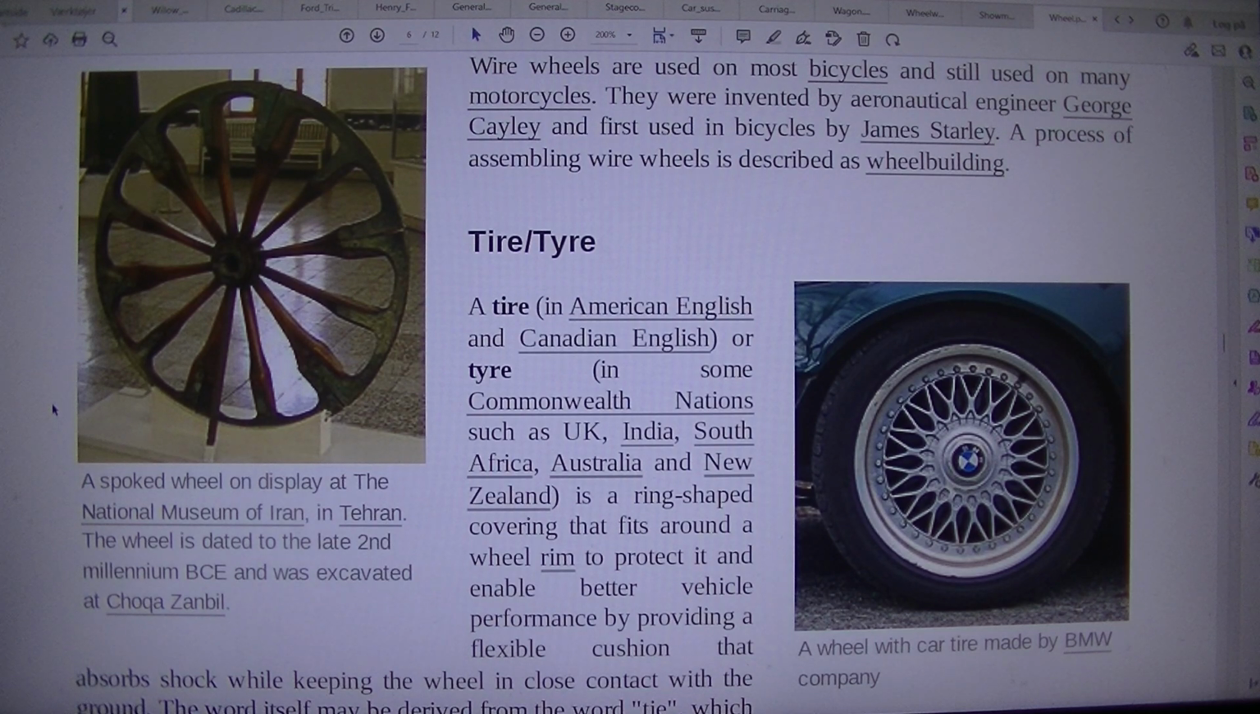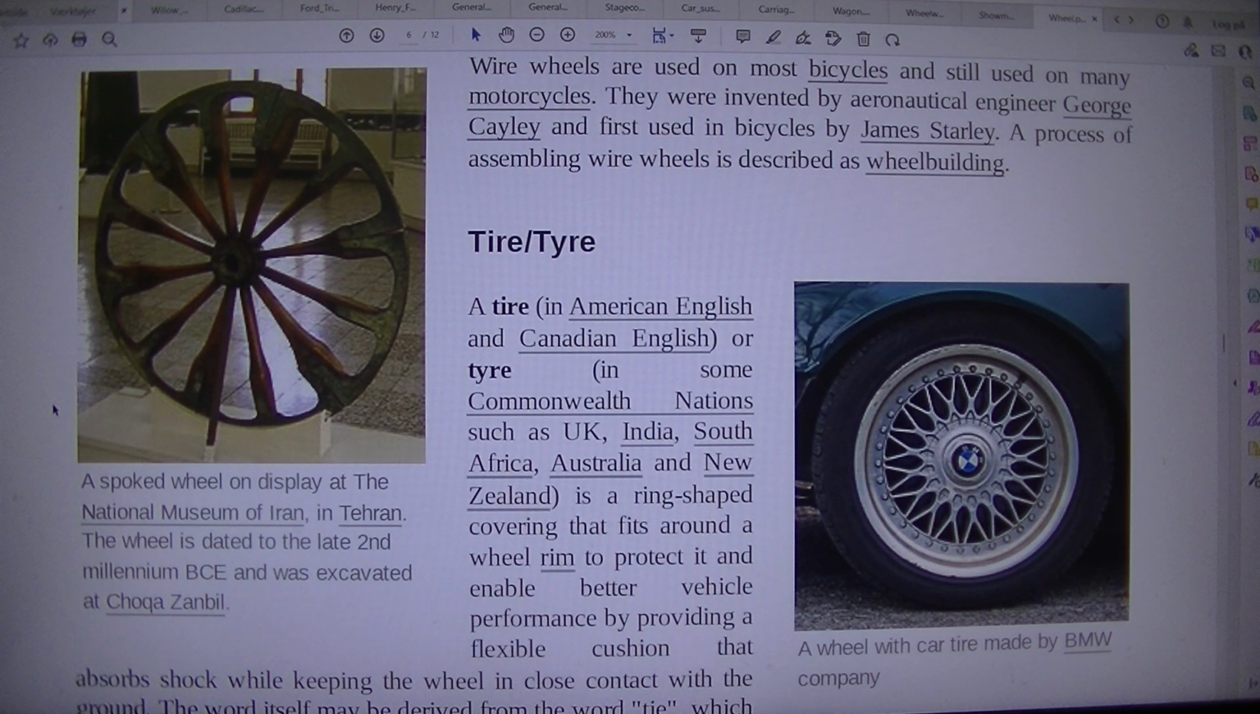Tire. A wheel with car tire. A tire, in American English and Canadian English, or tyre, in some Commonwealth nations such as UK, India, South Africa, Australia and New Zealand, is a ring-shaped covering that fits around a wheel rim to protect it and enable better vehicle performance by providing a flexible cushion that absorbs shock while keeping the wheel in close contact with the ground. The word itself may be derived from the word tie, which refers to the outer steel ring part of a wooden cart wheel that ties two segments together.